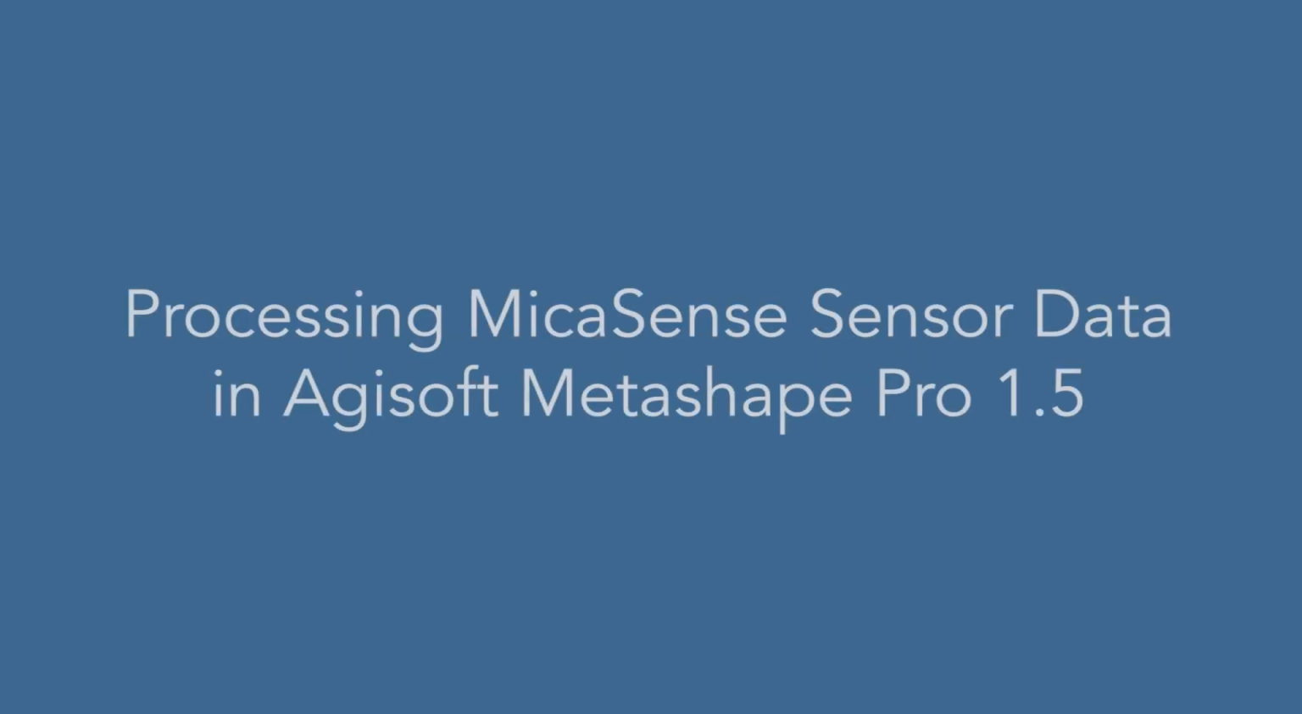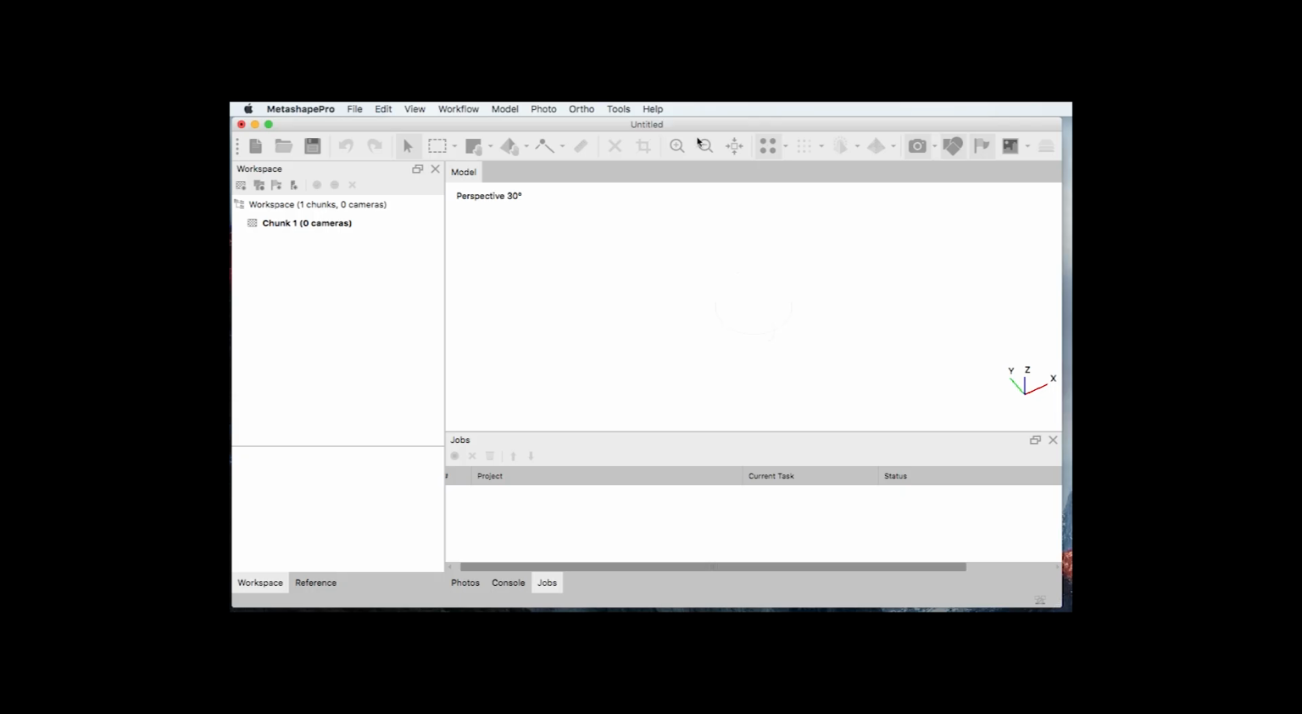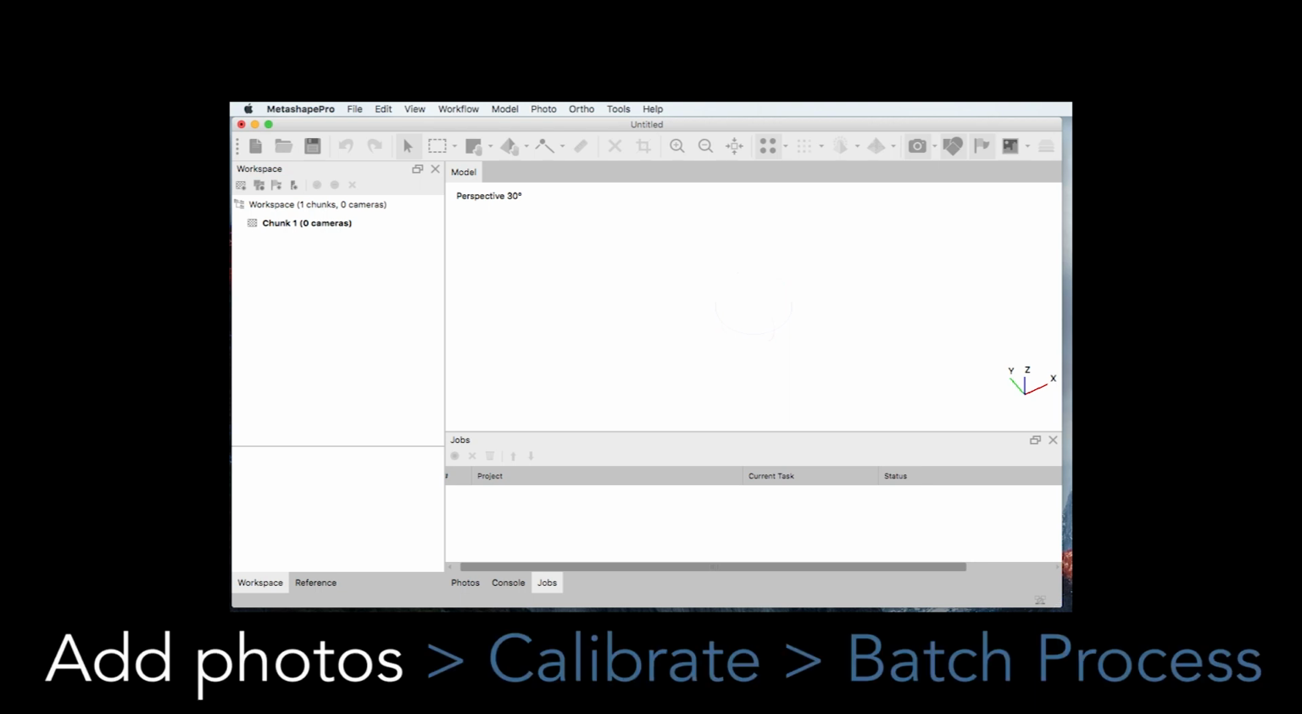In this tutorial, we'll go through the processing workflow, including reflectance calibration for MicaSense sensors in Agisoft Metashape Professional 1.5. The first step is to add the photos. Images from MicaSense RedEdge MX, RedEdge M, RedEdge, and Altum can be loaded all at once for all bands.